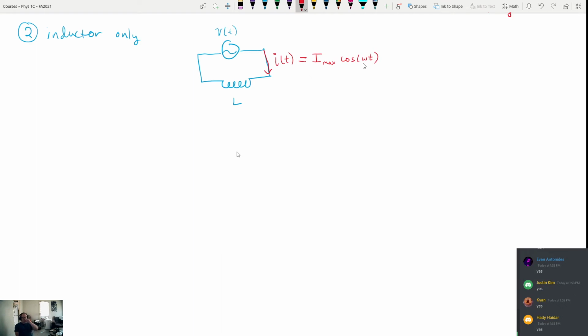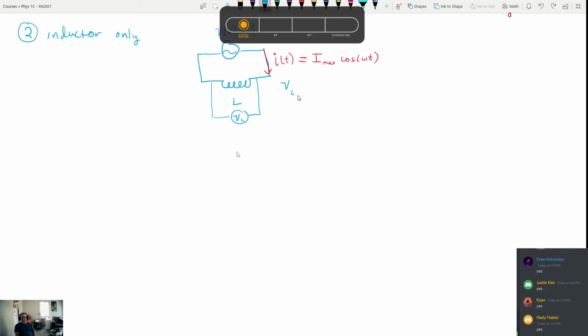So let's say that that's our current as a function of time. Now the question is, what does the voltage as a function of time look like when we talk about the voltage of just the inductor? Suppose that I were to put in my system here a voltmeter that measures RMS voltage, and I call this the voltage across the inductor, so that's VL. The question is, what is VL of t going to be equal to?